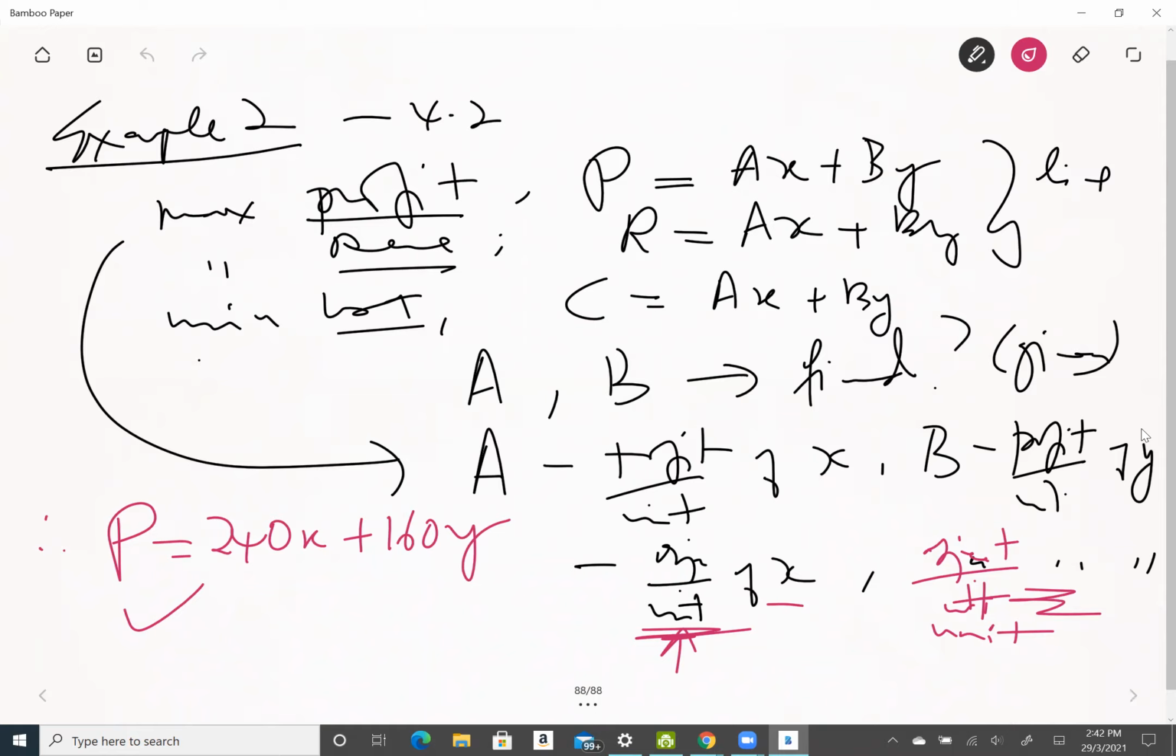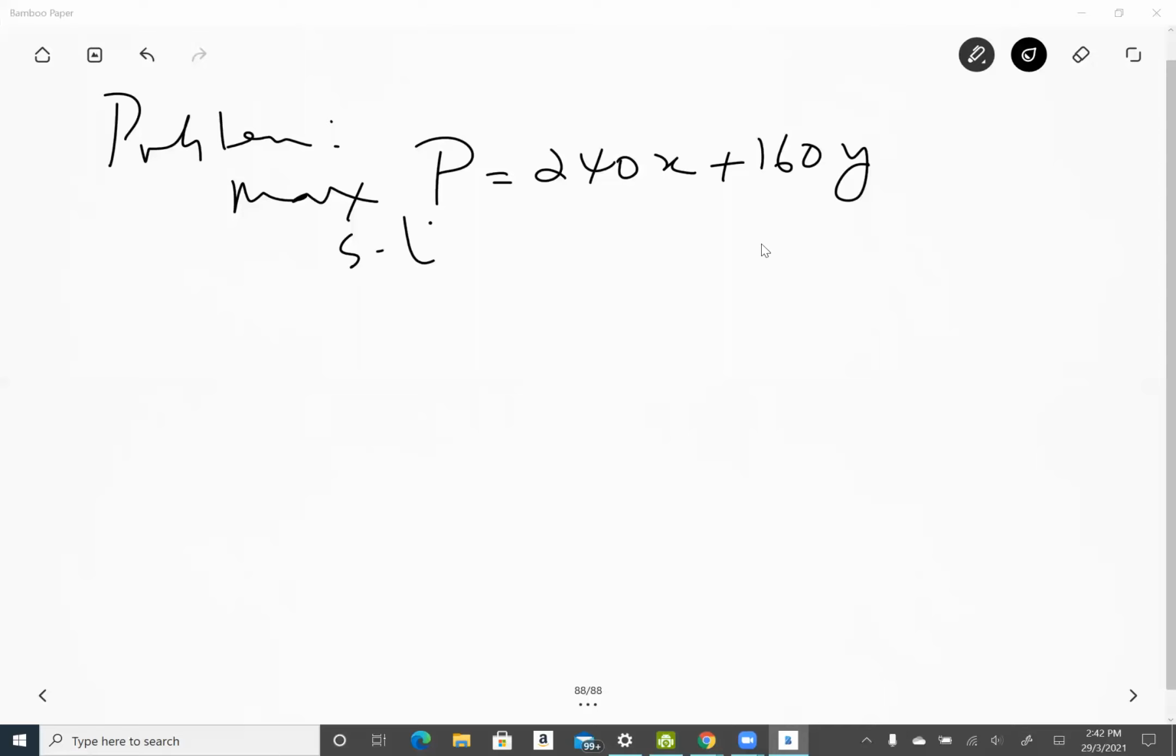So now you state the problem. That's why I said to formalize the problem. So the problem now becomes what? The problem now is to maximize the profit equal to 240x, subject to the constraints, which are already given. So you go back to that page that you have earlier.